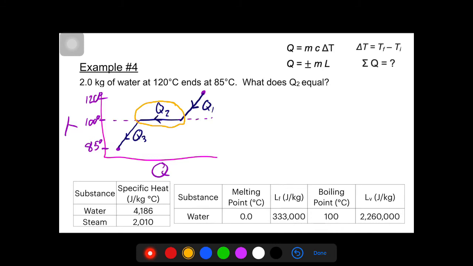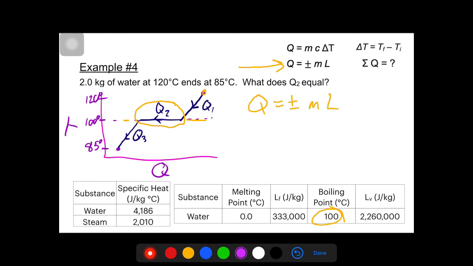So this is water, and it starts at 120 degrees. It started up here, which is above the boiling point. So we had our phase change. That's what that dotted line represents. And then once it gets to the phase change, it's going to dip in temperature change. So you hopefully recognize that this is a phase change. So Q is equal to plus or minus M times L. And then you have to decide which L it is.